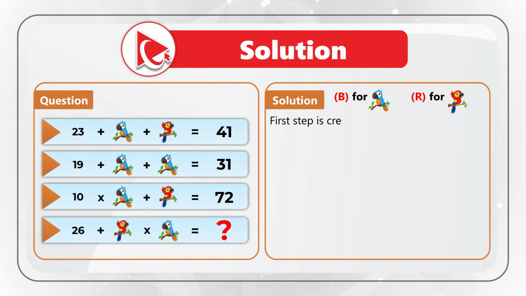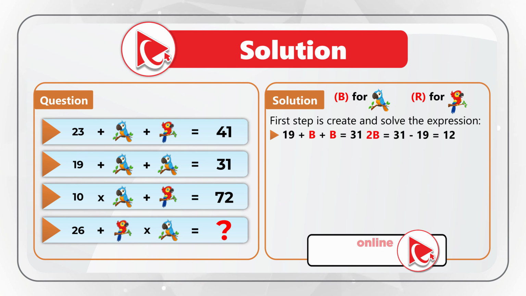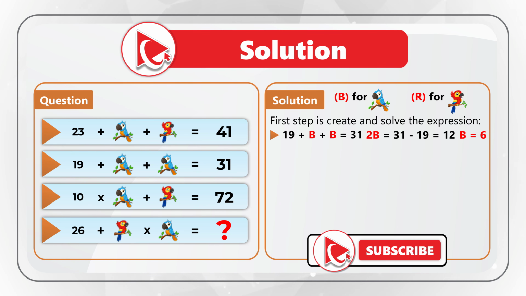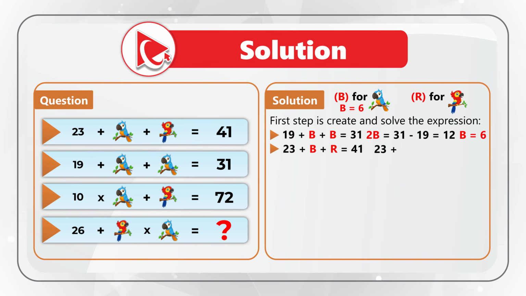So the first step here is to create and solve an expression. And the easiest one to solve is the second expression with 2 blue parrots. 19 plus B equals 31, which means that B equals 31 minus 19, which equals 12. Once we solve it, we see that B, blue parrot, equals 6. Knowing the value for blue parrot, we can solve the first expression. 23 plus B plus R equals 41, which means that 23 plus 6 plus missing variable R equals 41.